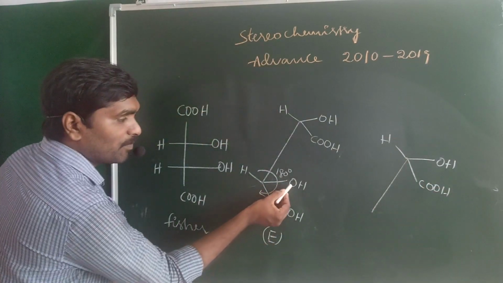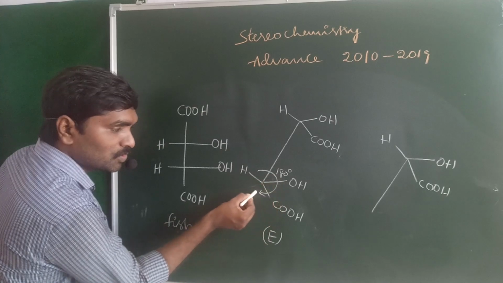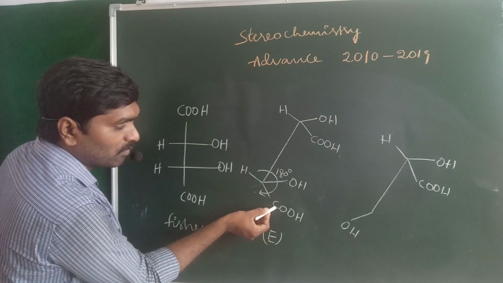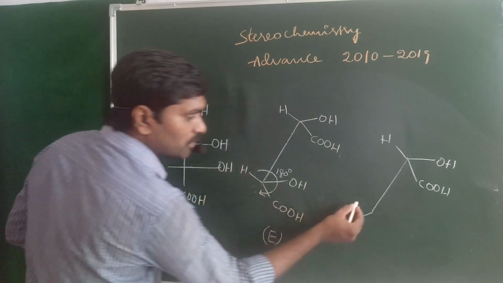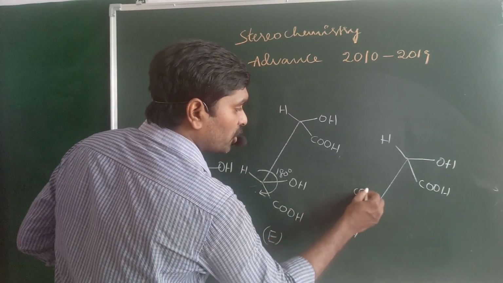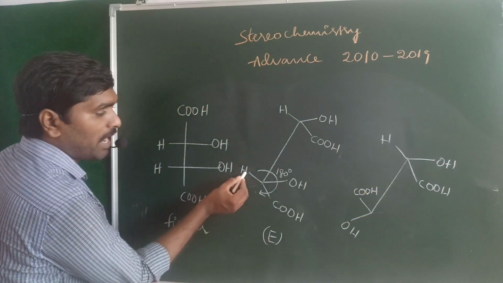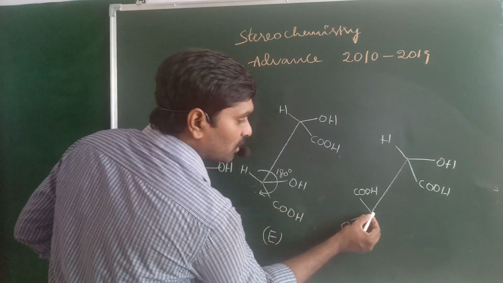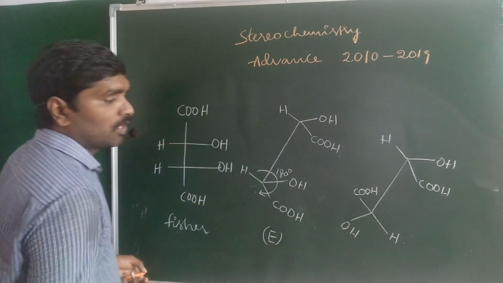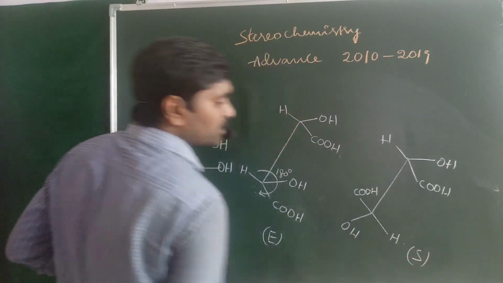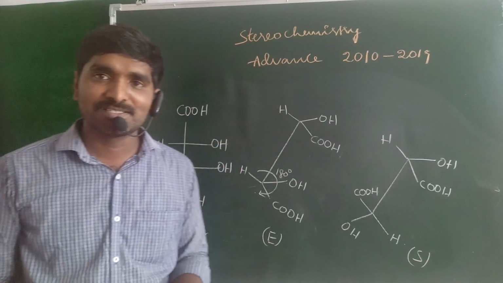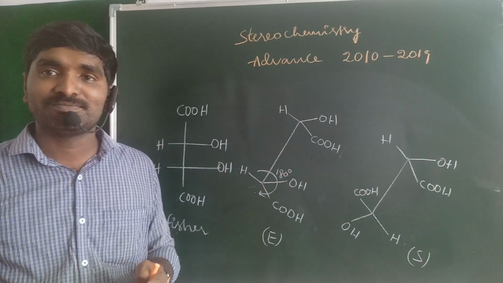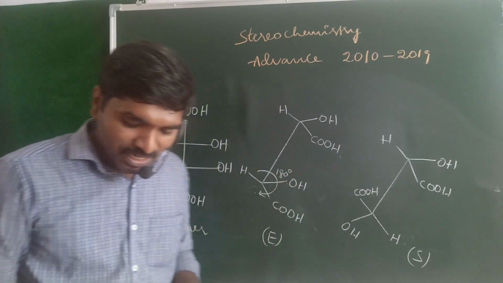But on the front side carbon, the OH changes. So after rotating 180 degrees, OH may be like this. COOH occupies the position of the hydrogen. That means COOH occupies this position. And hydrogen, after rotating 180 degrees, occupies the position of the COOH like this. So this is the staggered conformation. Simple one, guys. So Fischer to Sawhorse configuration. Simple conversion. And next one.